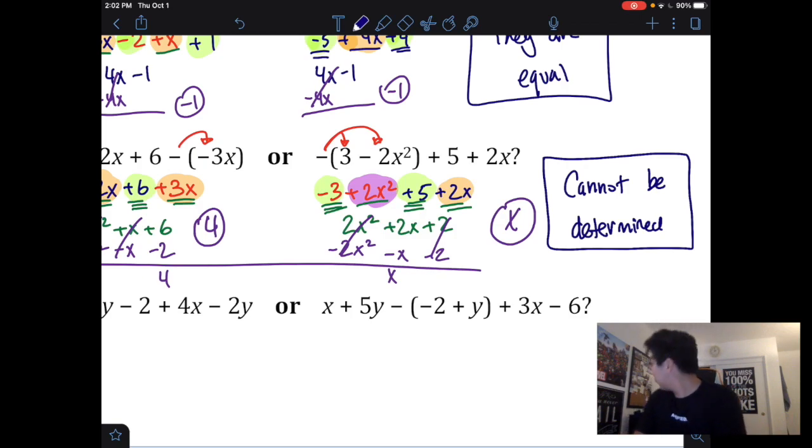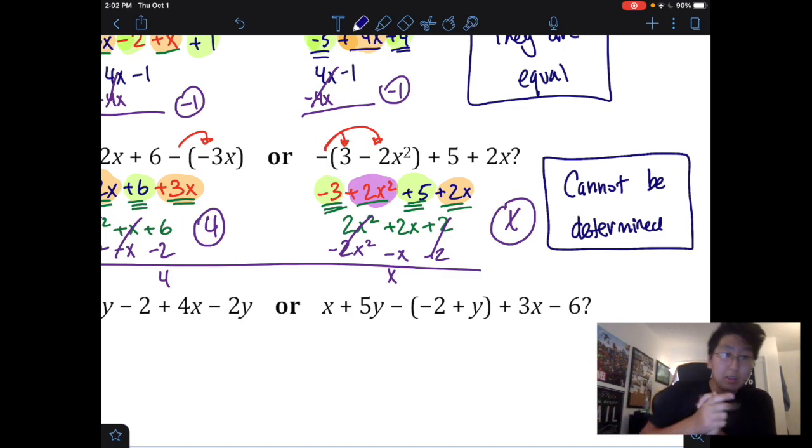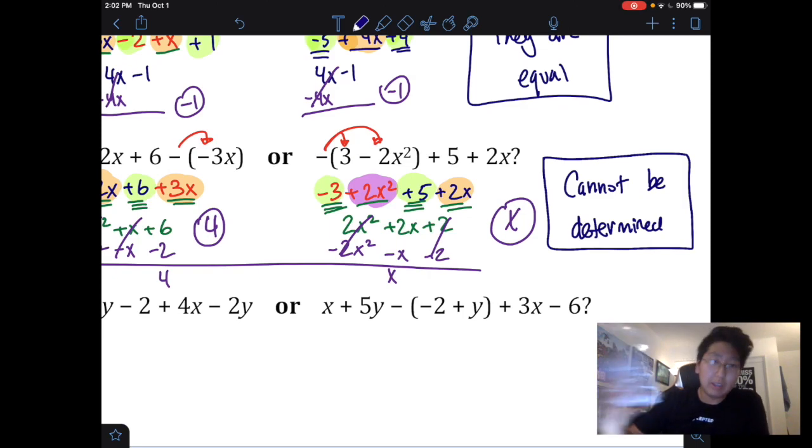I wish I had candy with me. I don't. I would use candy to help explain this problem. But I guess I could try to use something like this, but I'm not going to.